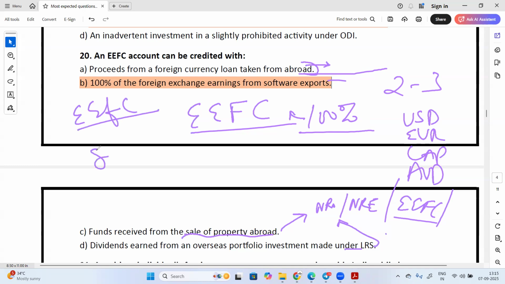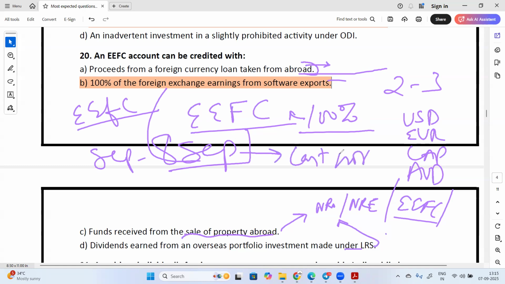Suppose now September is going on. Today is 7th September. On 8th September, somebody has received the fund in the EEFC account. So this fund he can keep up to the last working day of October. And by the last working day of October, whatever the balance is available in the EEFC account should be converted to INR. So this also you have to remember. So till now we have discussed 20 questions.